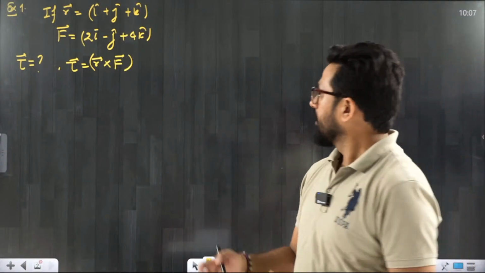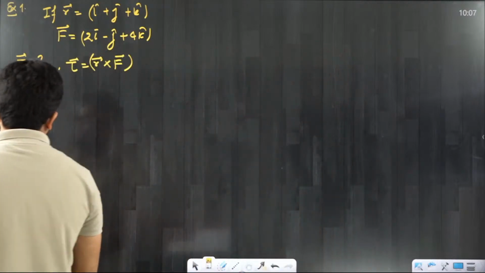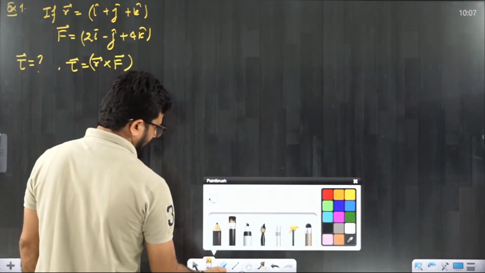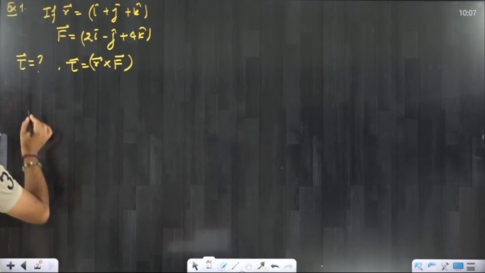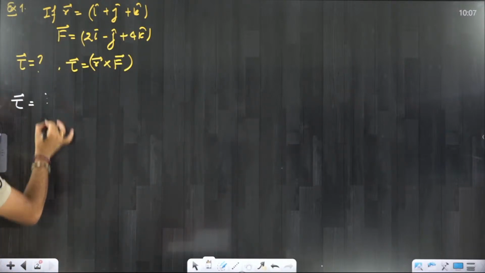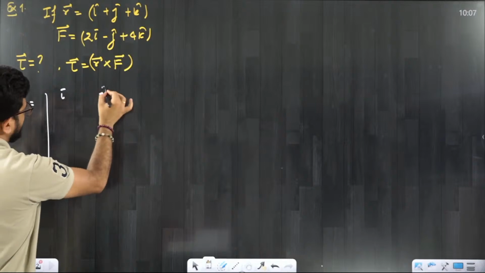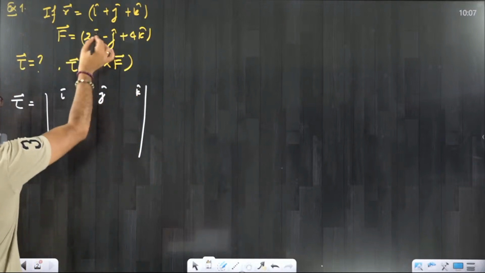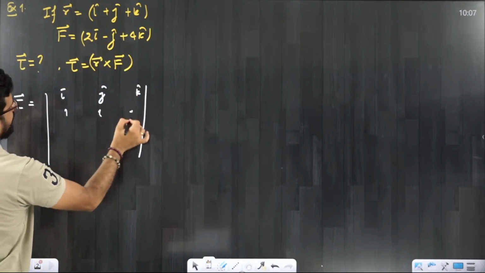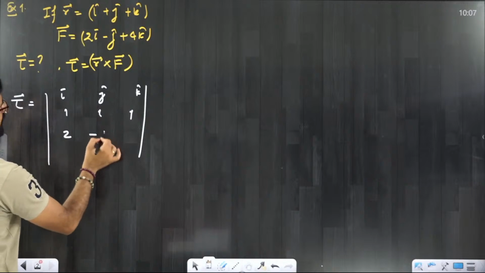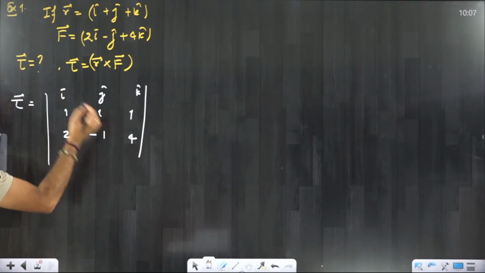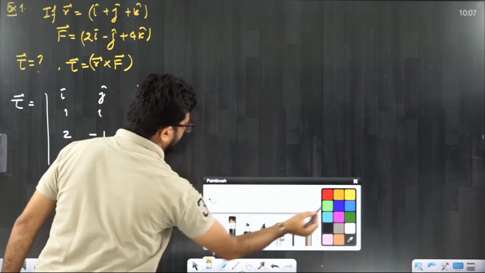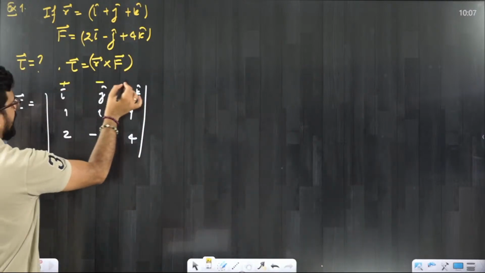Okay, I am solving. Whatever your answer, you can check it. Please look at the board. We have to do the same calculation here. So you will write torque is equal to, by the determinant method, i, j, k. What is R? That is 1, 1 and 1. The force is 2, minus 1 and 4. We have to put it. Now we have to write the torque. Before that we have to do some calculation. We will put positive, negative, positive.